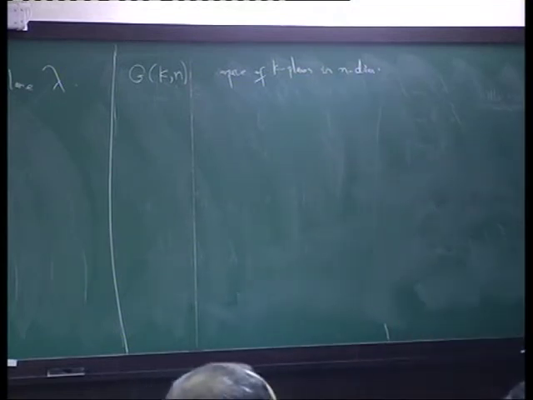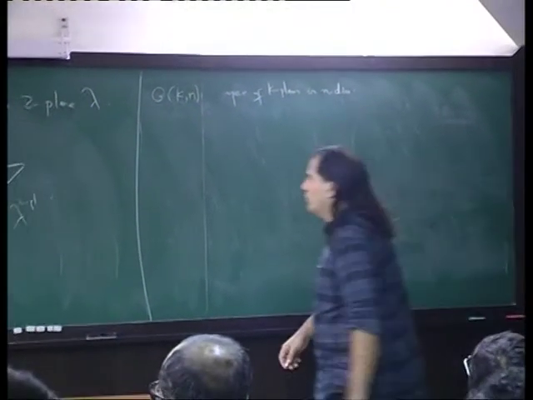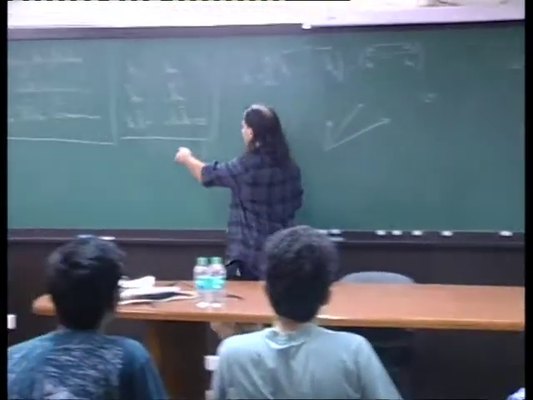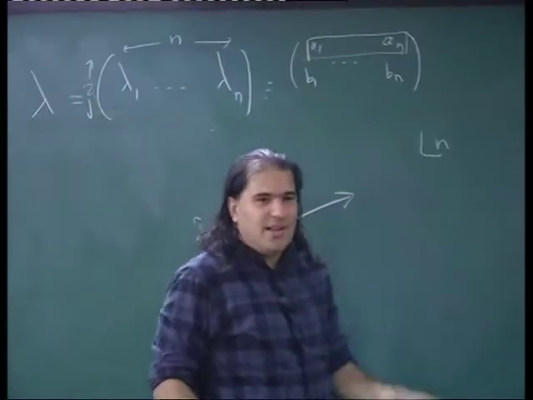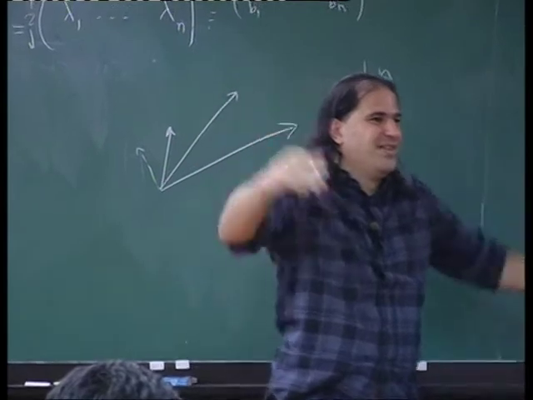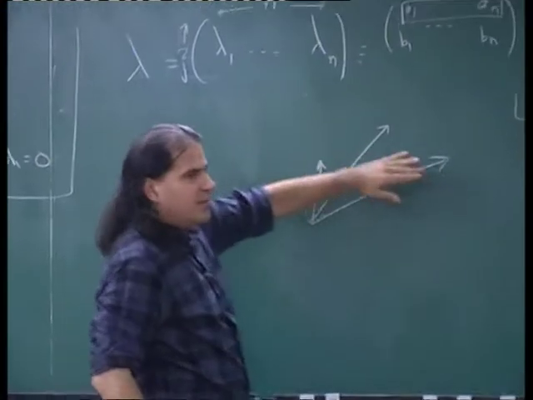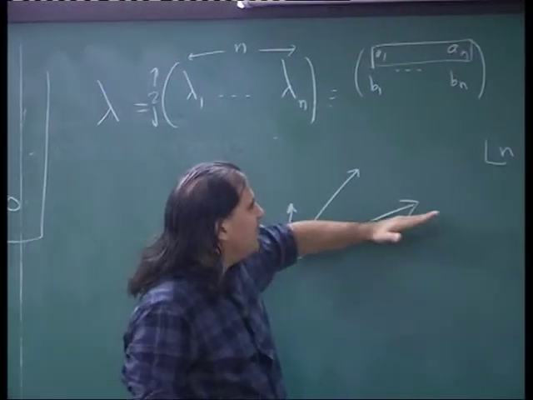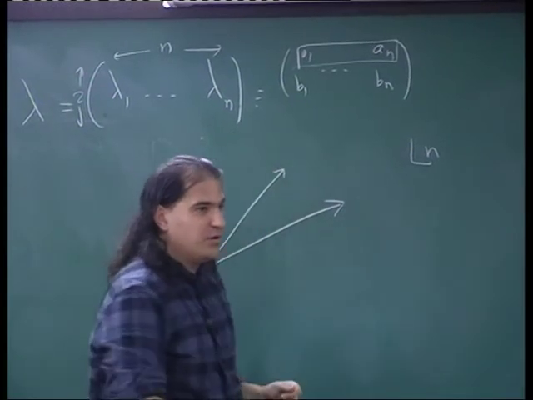Yes? So this lambda 1 dot lambda 1 tilde equal to 0 would have been orthogonal. Yes. But this sum is 0. The sum is over this index, so that's exactly the dot product of an n-dimensional vector and another n-dimensional vector. These are living in an n-dimensional space, not a two-dimensional space. So it's saying that any vector in the lambda plane is orthogonal to any vector in the lambda tilde plane. So the two planes are orthogonal to each other.